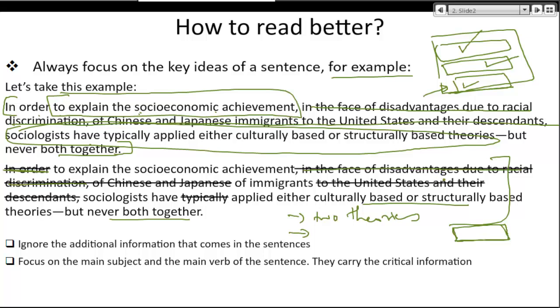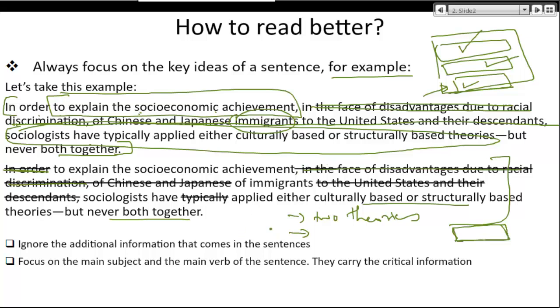So what do we learn from this? We always have to ensure that we pick the critical ideas. And what is the critical idea in this entire paragraph? That sociologists are trying to explain socioeconomic achievement by using some approach. Whether in the face of disadvantage due to racial discrimination, it's immigrants, we know which place, where immigrants coming from, which city, that's fine. But what is the key idea? That they are trying to study socioeconomic achievement, and they have typically used two approaches, but not both together. So that simplifies everything.